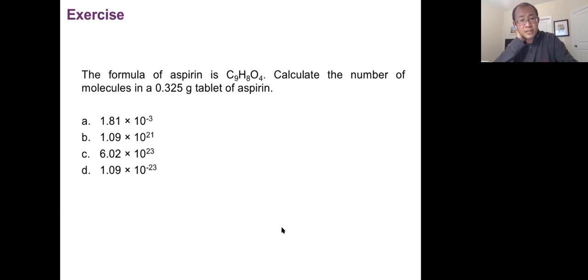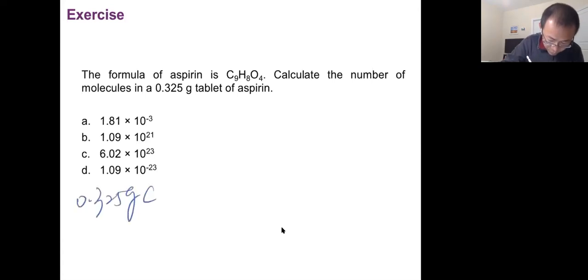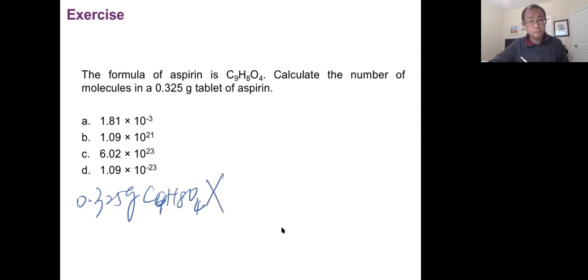The formula of aspirin is again C9H8O4. They ask you to calculate the number of molecules in 0.325 grams of aspirin. We were given 0.325 grams of aspirin, C9H8O4. Okay, take a look at what I'm doing now. I write down the given, multiply, then I stop. I think backwards.